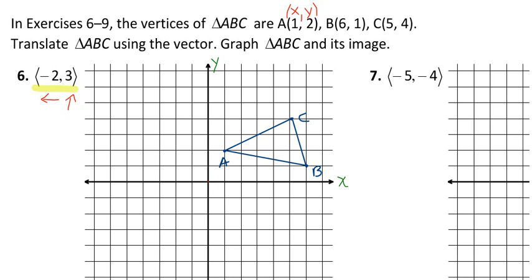So it's 2 units to the left and 3 up. The point will be here. Right there. Now we go with point B. 2 units to the left and 3 up. It would be right here, 1 unit to the left of C. That's where point B prime is going to be, right there.